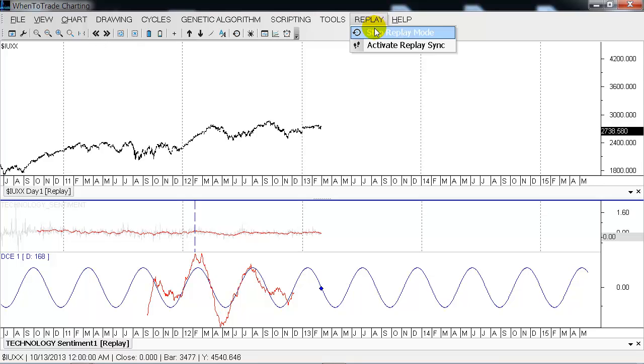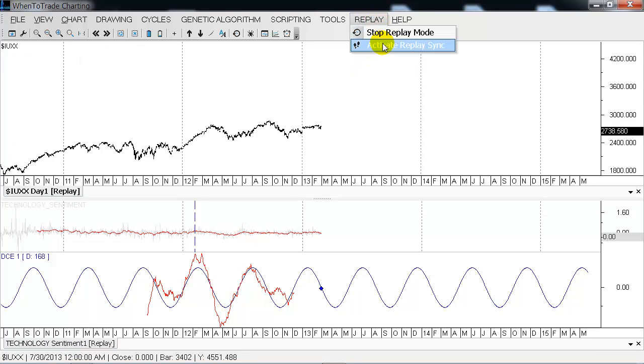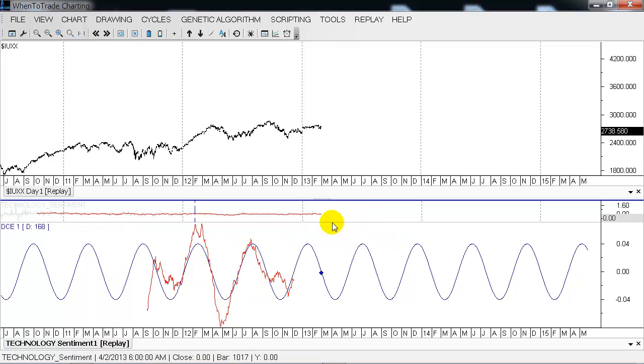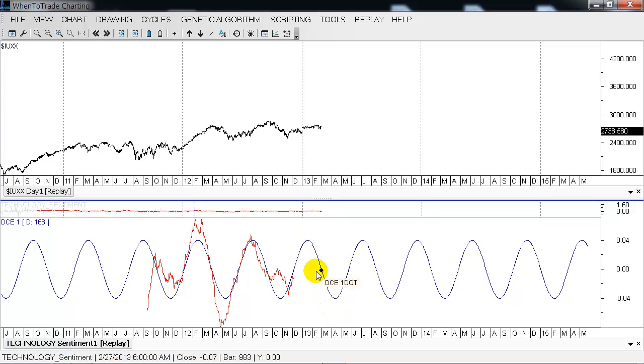I will now sync these both charts, and now we can progress bar by bar into the future and see what clue we can get out of these sentiment cycles here. So the first indication we have here, we are somehow expecting a sentiment low in April 2013. This is what this blue cycle here indicates.